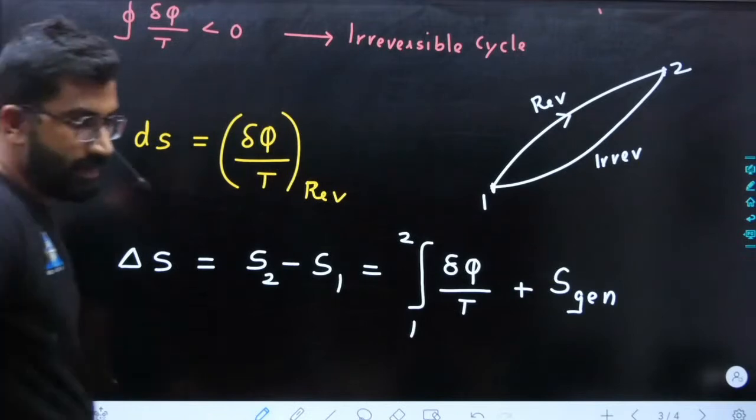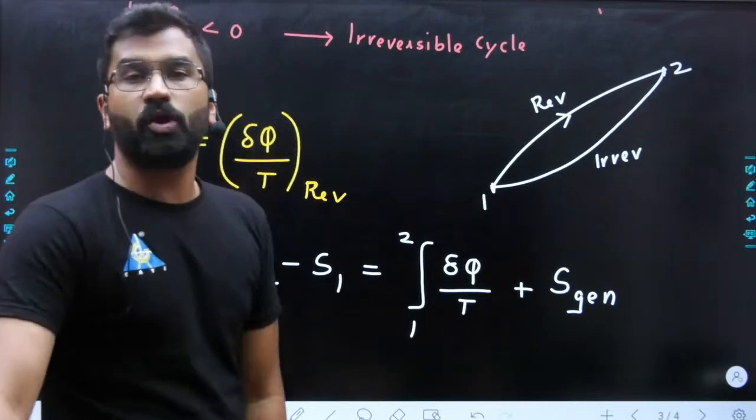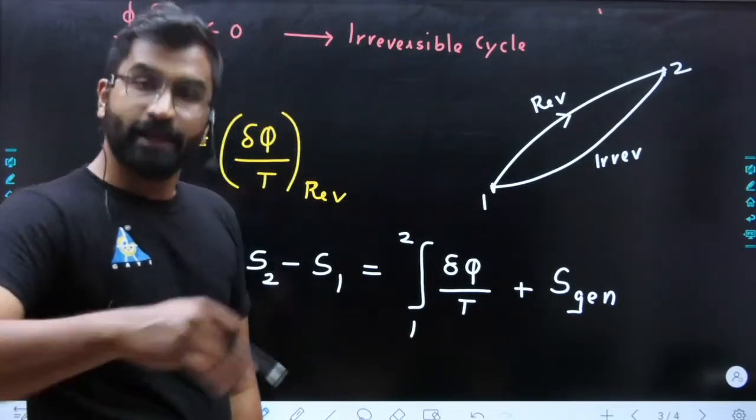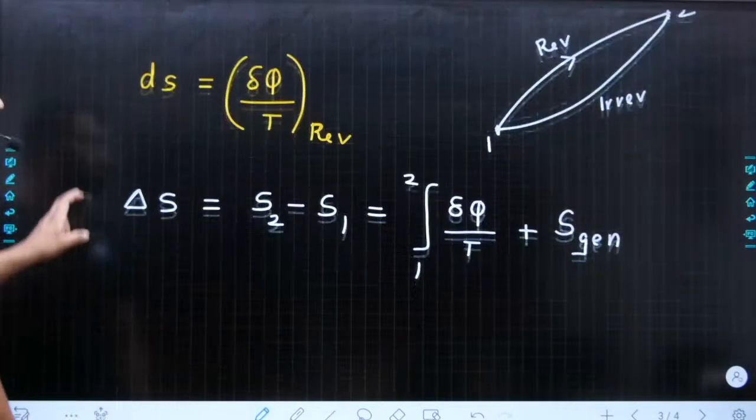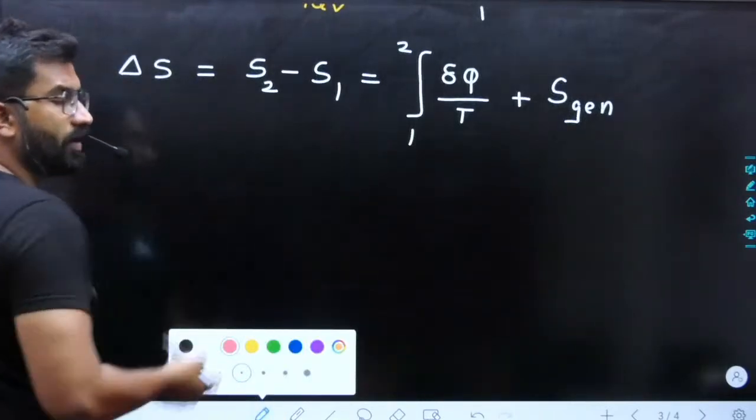Rahul is asking, sir, is entropy generation occurring because of irreversibility? Definitely. Entropy generation is happening because of irreversibility. Now, what is the meaning of this equation?